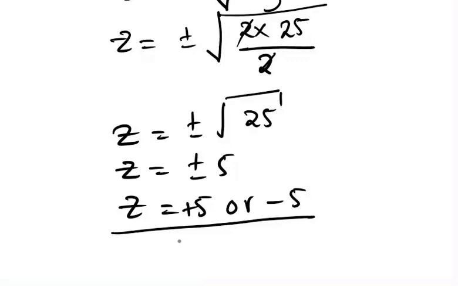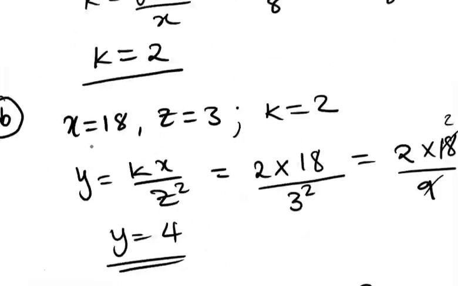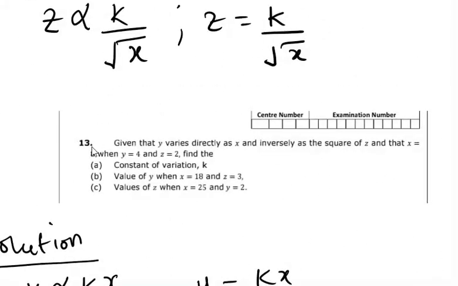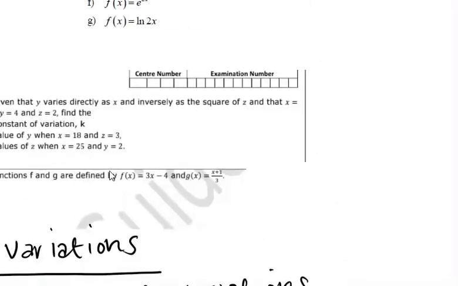So remember, every time you are taking a square root, you write plus and minus in front of it. You can have two sets of answers. So z is plus 5 or negative 5. Okay, so this is about variations. So hope you guys have understood what I've explained about variations.